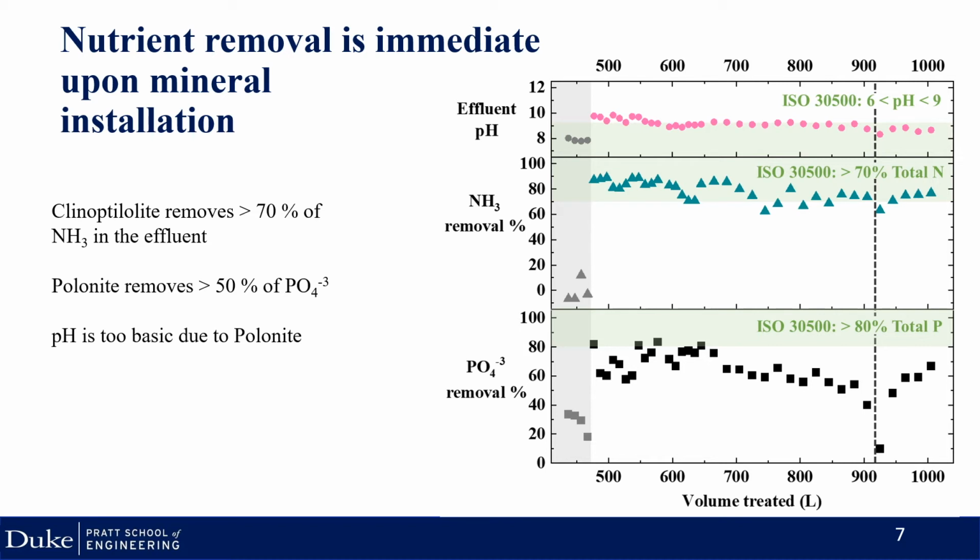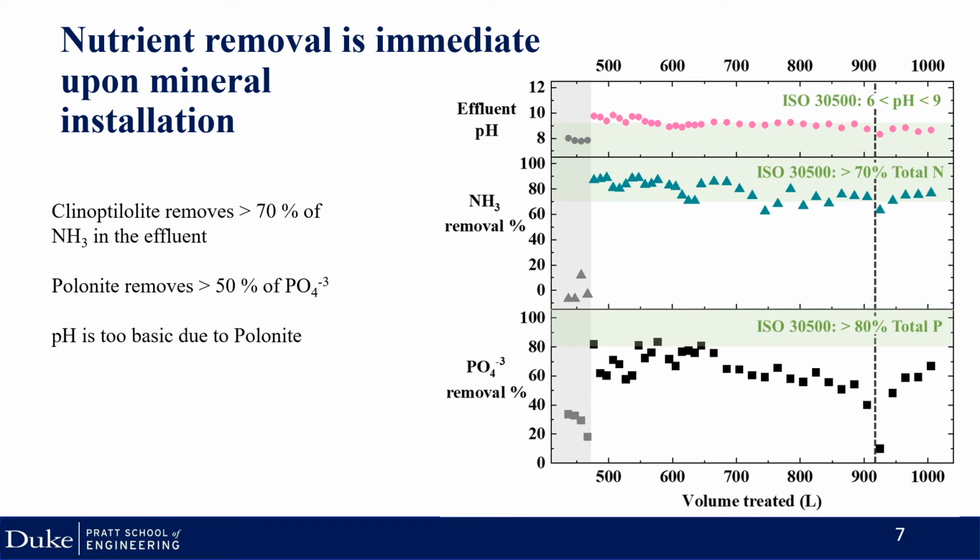Inside the graph, the gray shaded area shows the data collected before the nutrient removal tanks were attached to the system, and the green shaded areas represent where the values would ideally be if they were to meet the standard. What we can clearly see is that the nutrient removal is immediate upon the installation of the tanks, comparing what we have inside the gray shaded area to what comes after the tanks have been installed.